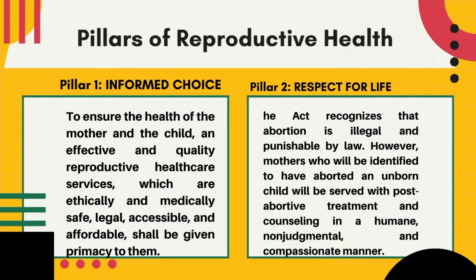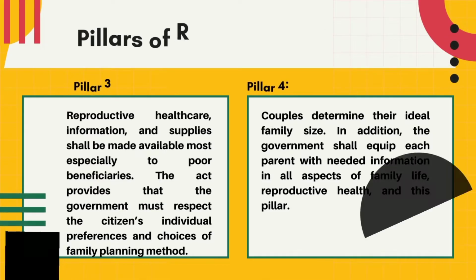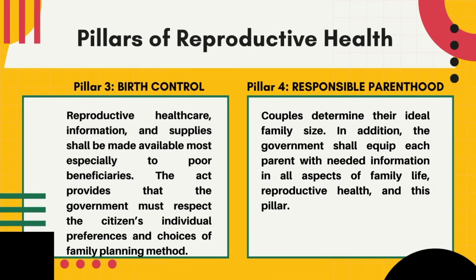Pillar number 2, respect for life. The Act recognizes that abortion is illegal and punishable by law. However, mothers who will be identified to have aborted an unborn child will be served with post-abortive treatment and counseling in a humane, non-judgmental, and compassionate manner. Pillar number 3, birth control. Reproductive health care information and supplies shall be made available most especially to poor beneficiaries. The Act provides that the government must respect the citizens' individual preferences and choices of family planning method.